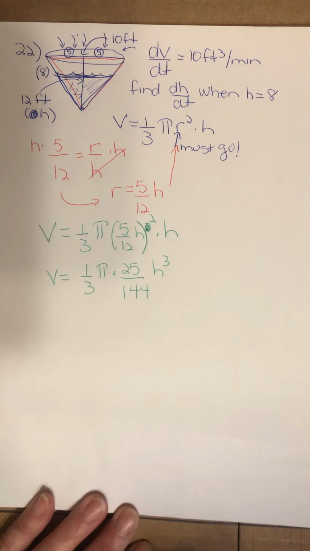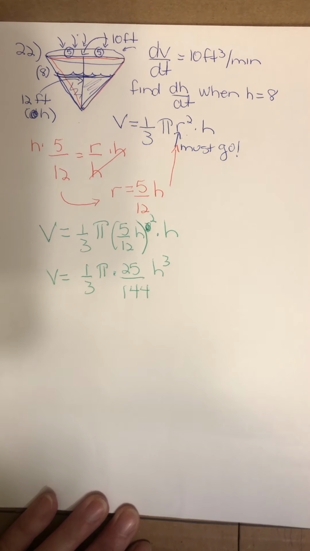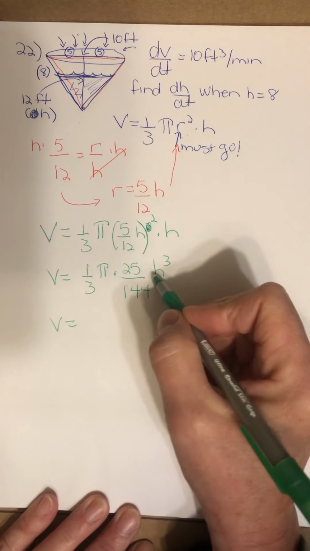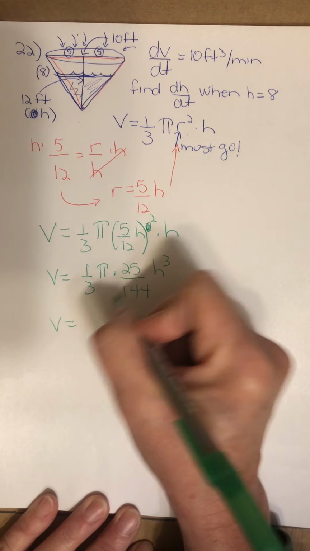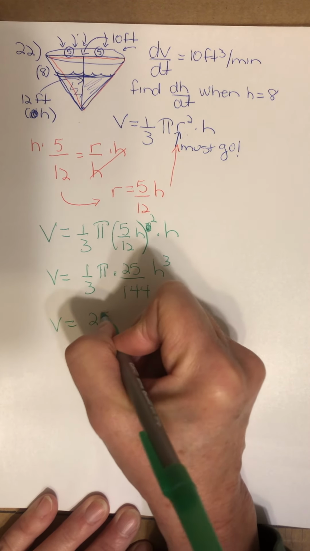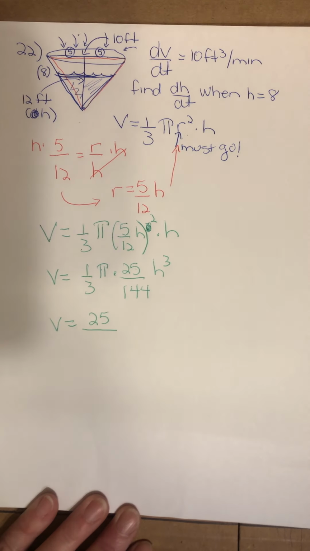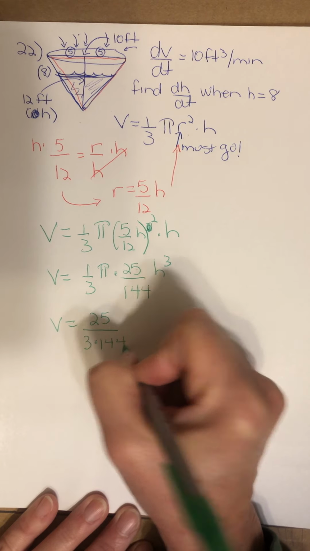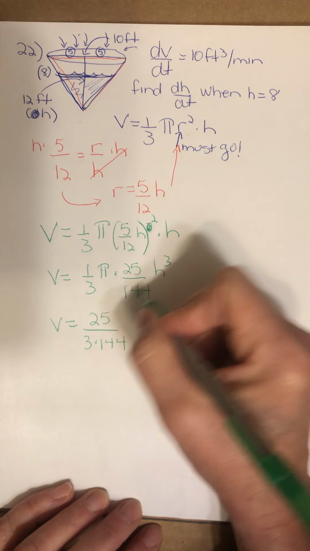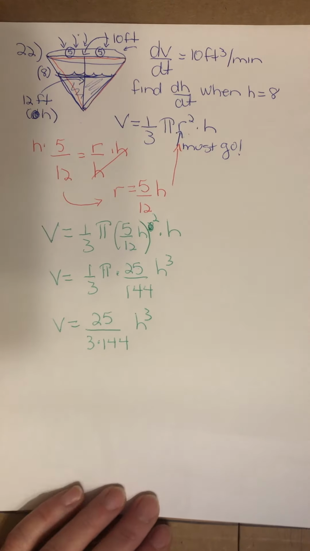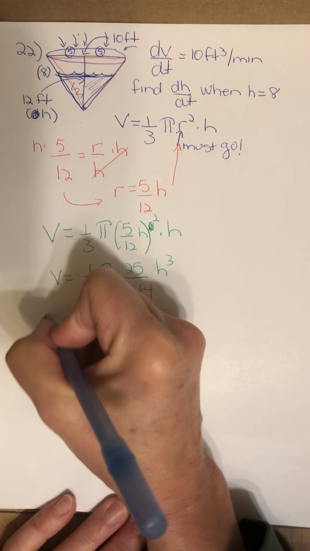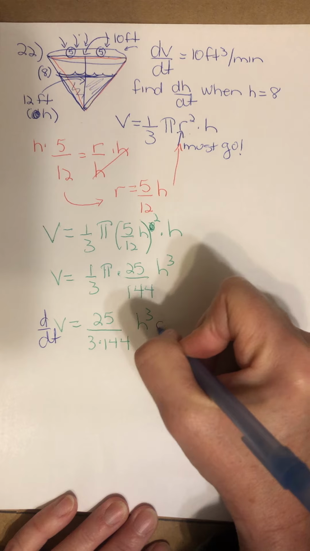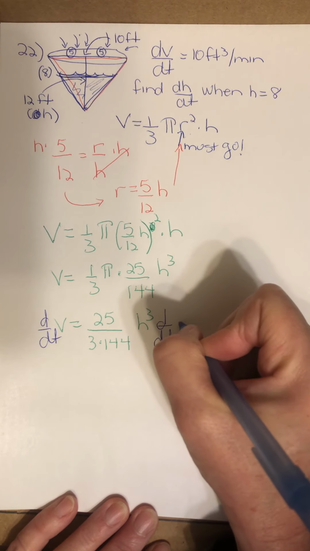Okay, and then 144 times 3 is 432. So we have 25π in the numerator, but you know what I'm going to do? Watch this. I'm just going to put 3 times 144 in the denominator. You'll see why. Okay, and h cubed. Let's take the derivative with respect to time. There we go.